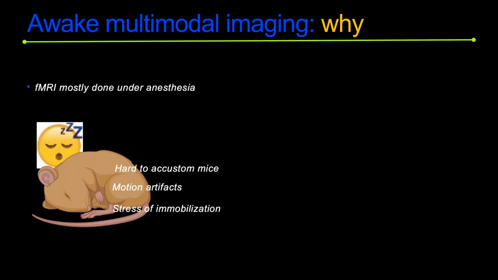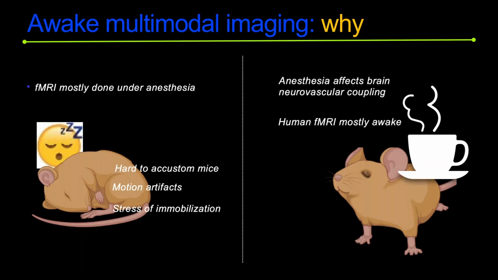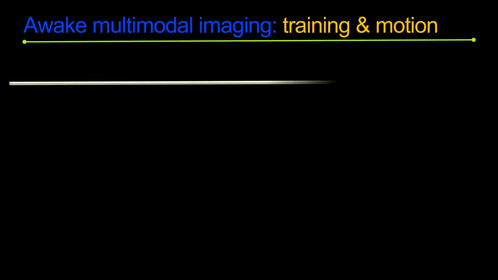However, anesthesia, of course, affects the brain in a lot of different ways that we don't even fully understand yet. And most of human fMRI is done in awake conditions. And if we want to translate our results towards the clinic, it's important to try to develop methods to image the animals while awake. And that's what we are trying to do here. And FYI, I didn't give coffee to the animals. It's just to show that they were awake in the scanner.